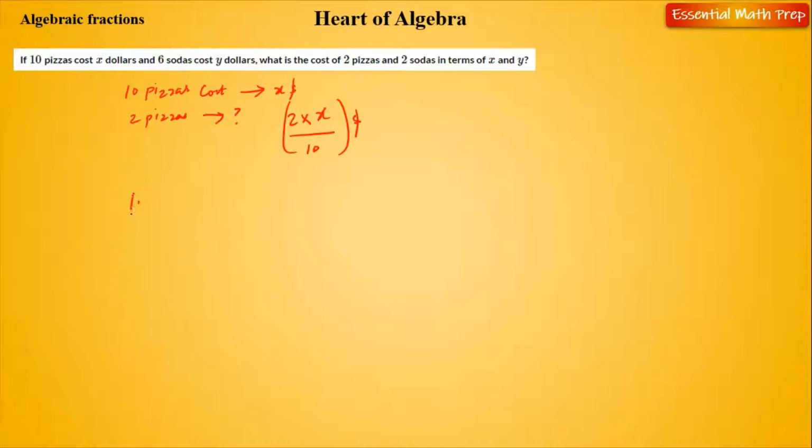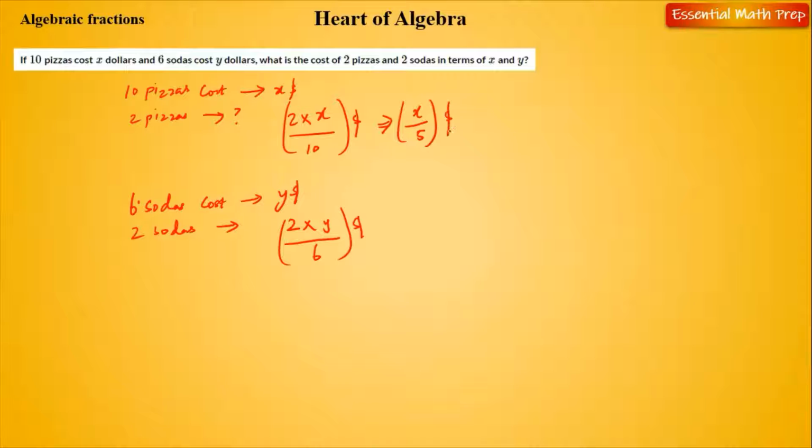Similarly, 6 sodas cost Y dollars, right? So 2 sodas would cost 2 times Y over 6, right? You can simplify this even further, as if you divide 10 by 2, then you get X over 5. Similarly, you can simplify the ratio of 2 over 6 even further, which would lead to Y over 3.